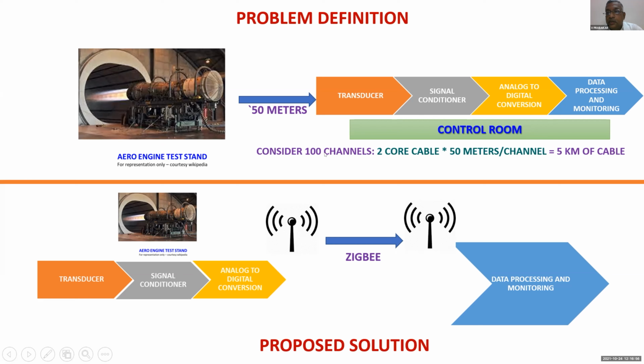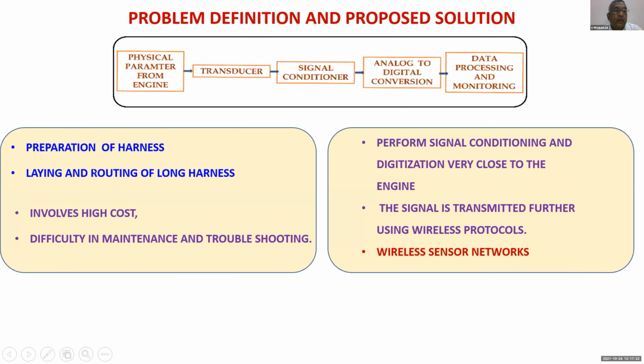And suppose you have 1,000 channels, you can imagine the kind of cabling you have to do to test this engine. Alternatively, is there any other way? Yes. If you can place the transducer, the signal conditioner, and the analog to digital conversion all near the engine, around it possibly, and then move into a wireless platform. On a trial, we have done it on Zigbee, and do only the final data processing and monitoring in the control room. Thereby, the whole issue of preparation of the harness, the laying and routing of long harnesses, which involves high cost and extreme difficulty in maintenance and troubleshooting, becomes easier with performing the signal conditioning and the digitization very close to the engine.